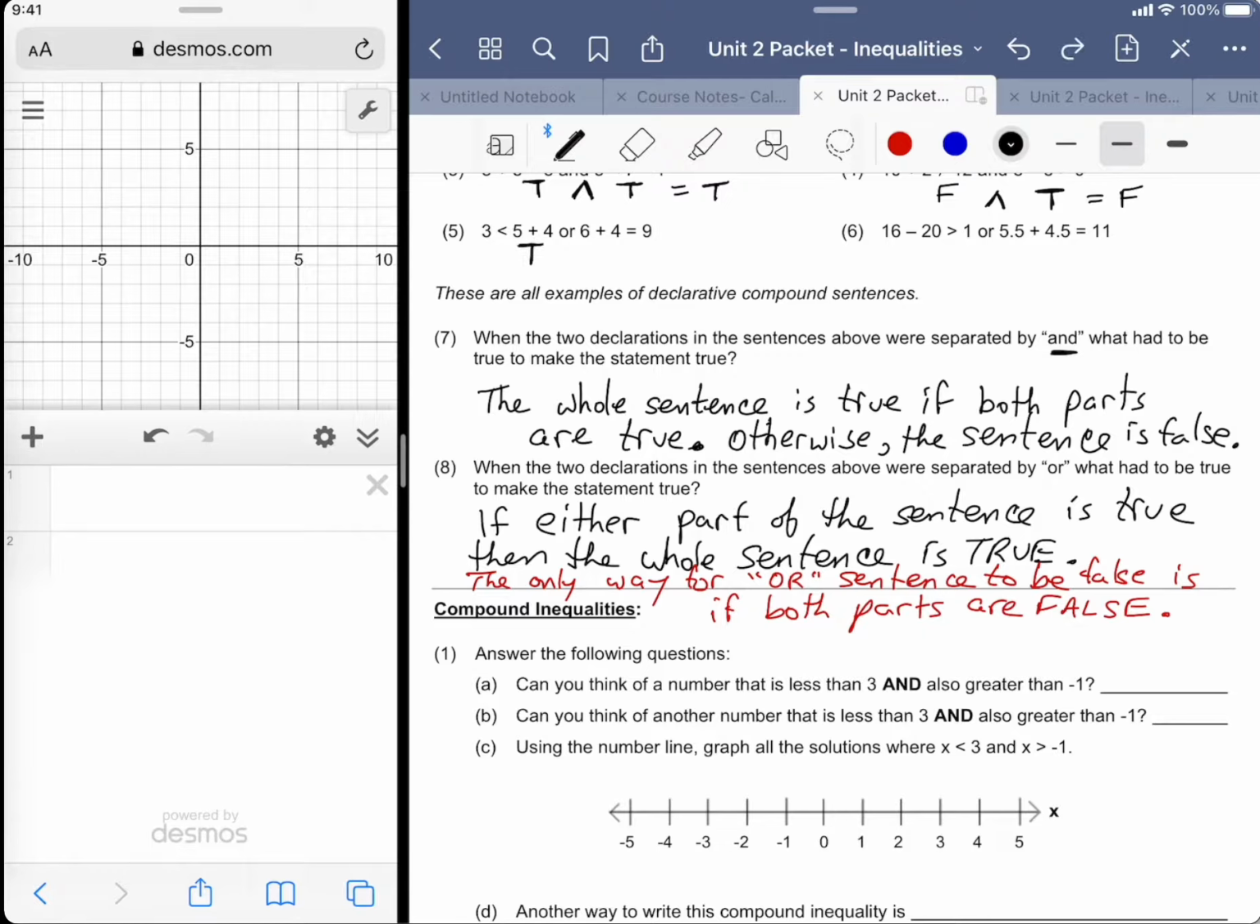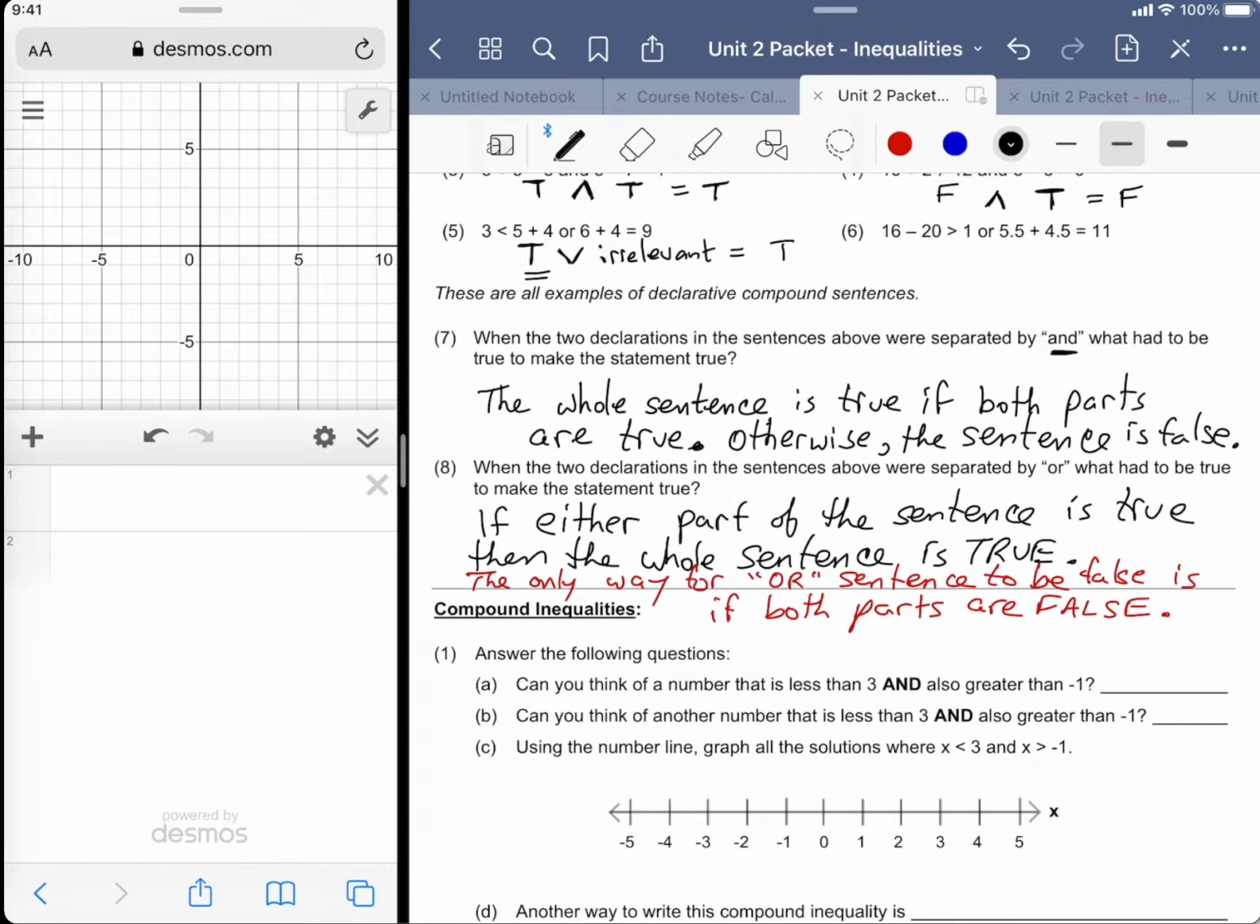Or. It actually doesn't matter what the second part of the sentence says, because the only way for an or sentence to be false is if both parts are false. So the second part is irrelevant. I don't really care about that, because the whole sentence is going to be true simply based off the fact that the first part is true. Because the second part could be true or false, and it wouldn't make a difference. We've already satisfied the truth requirement.